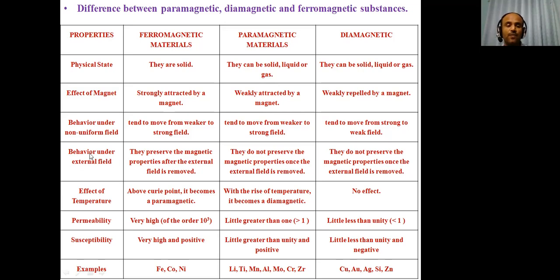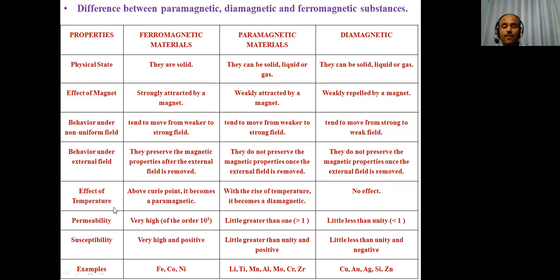Next point is behavior under external field. Ferromagnetic substances preserve the magnetic property after the external field is removed. Paramagnetic substances do not preserve the magnetic properties once the external field is removed. And diamagnetic substances, they do not preserve the magnetic properties once the external field is removed.